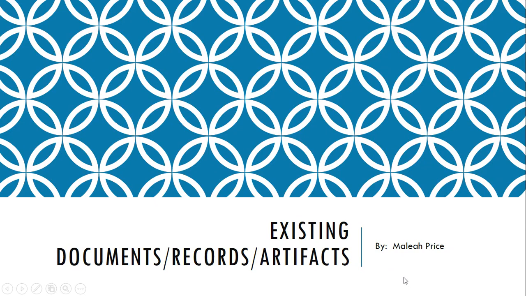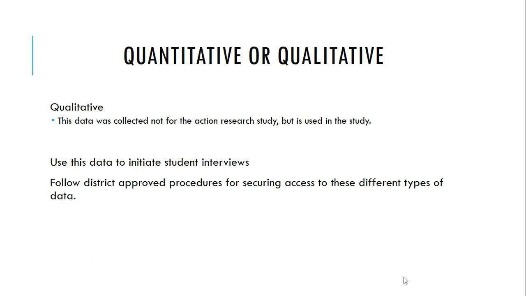My topic this week is existing documents, records, and artifacts. Looking at our textbook from Mills as well as from Mertler that we had to read for our chapter 5, we could determine that this would be a qualitative form of collecting data. This one is more of a catch all sort of representation. It covers so many different things and so many different ways of being able to collect information.